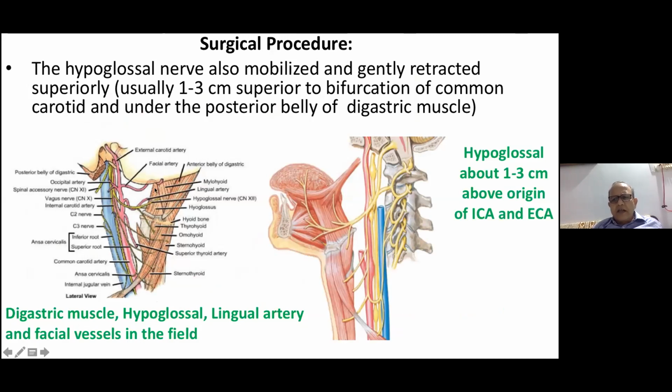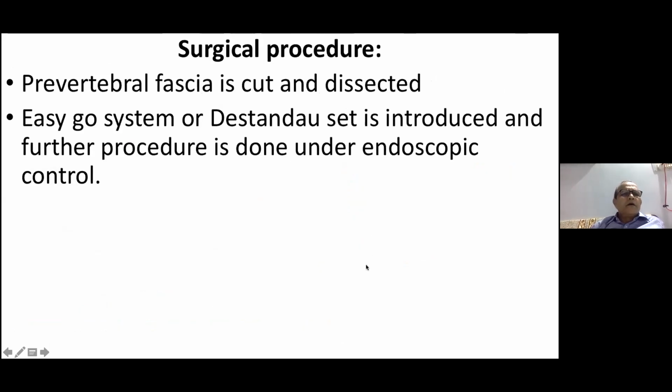And I have already dealt that the hypoglossal nerve is an important landmark. It crosses anteriorly at the level of ICA about 1 to 3 centimeter above the bifurcation of common carotid artery. The prevertebral fascia is cut and dissected, and until now it is all microscopic work or naked eye work. I prefer microscope, but after that you need to put in an endoscope.